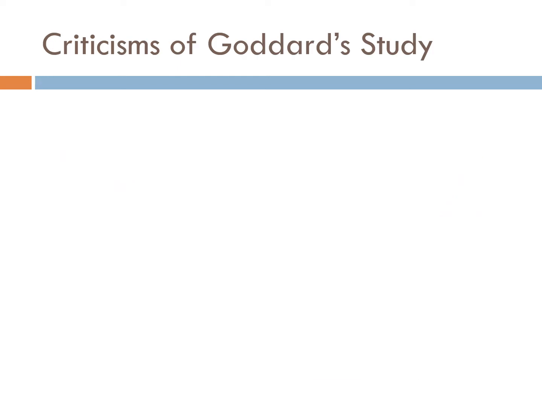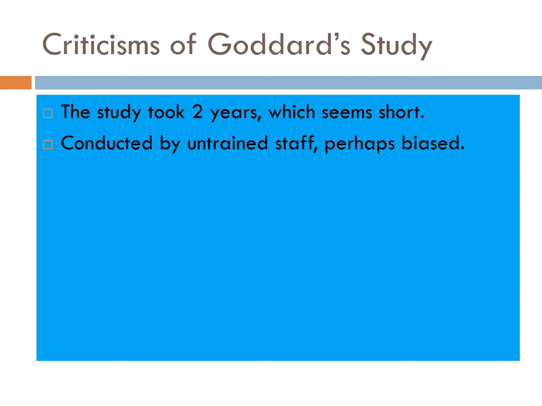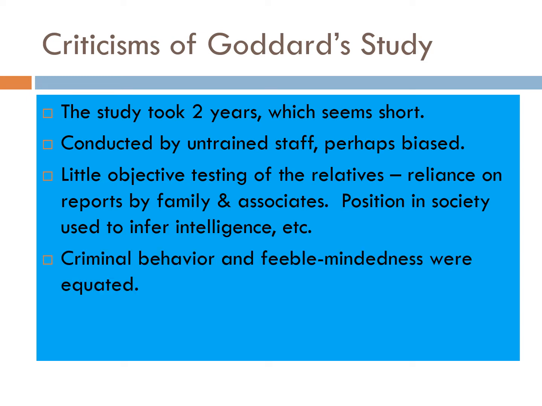So in essence, there are a few criticisms of Goddard's study of the Kallikaks, as well as his work with the feeble-minded children's home. The study itself took 2 years, which seems a little short. It was conducted by untrained staff, perhaps biased within his institution. There was little objective testing of the relatives, reliance on reports by family and associates, and positions in society used to infer intelligence. And think about what that means, right? They're taking their socioeconomic status and already inferring what the intelligence is before any testing is even done.